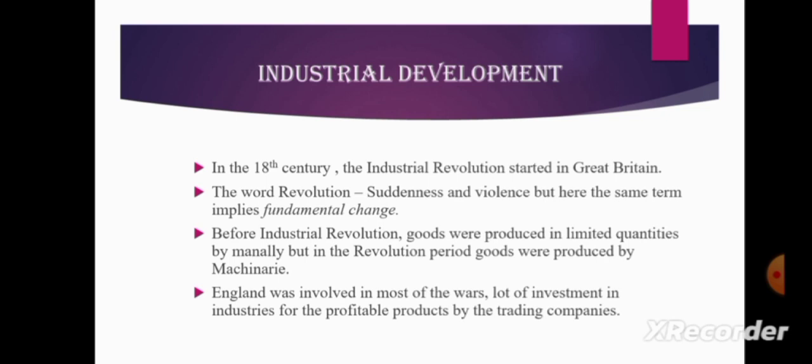During the second half of the 18th century and the first half of the 19th century, British industry underwent great changes. These changes were so remarkable. The word revolution has the connotation of suddenness and violence, but here the term revolution also implies fundamental changes. The Industrial Revolution started in Great Britain earlier than in other European countries. Before the Industrial Revolution, goods were produced in limited quantities by human hands in the house of the workers. But after the revolution, goods were produced in large quantities by machines in factories.